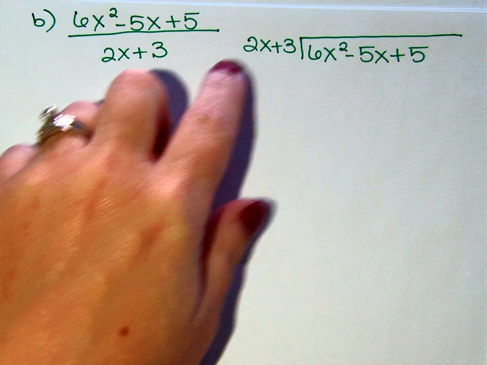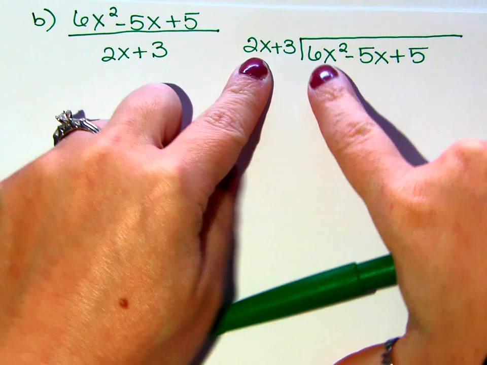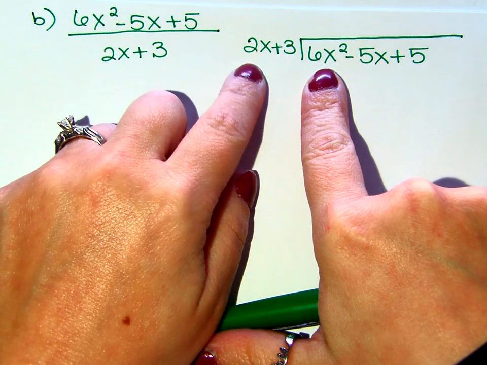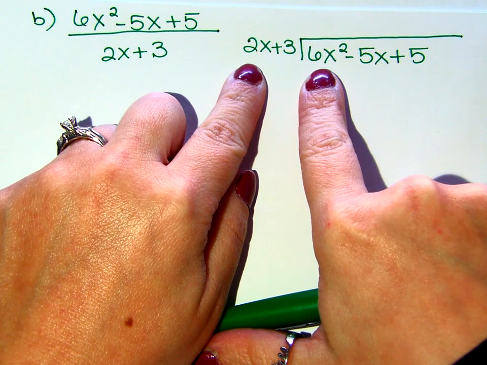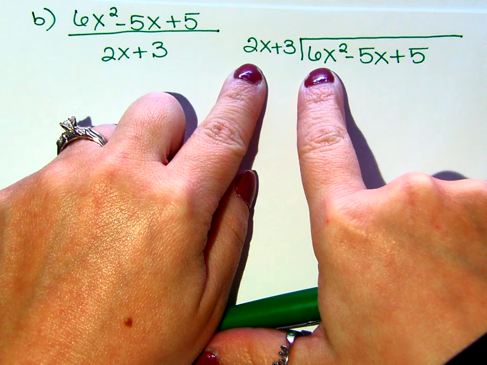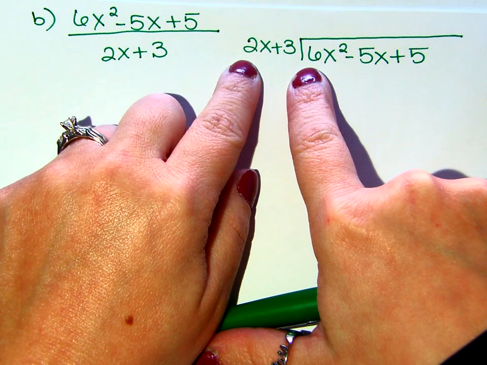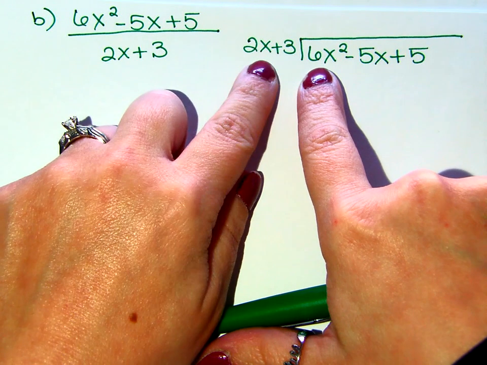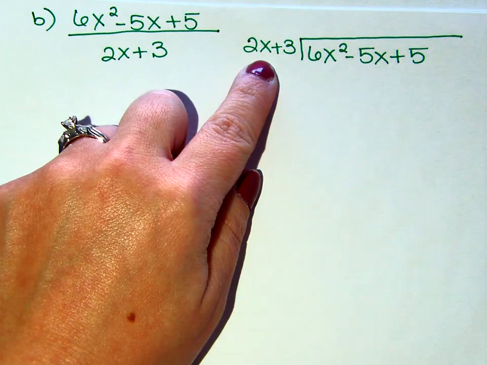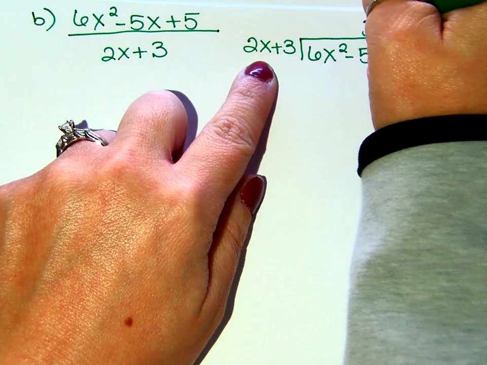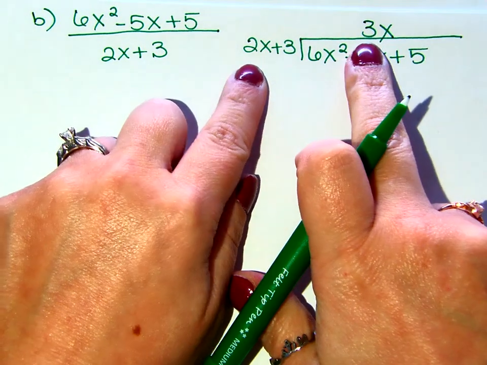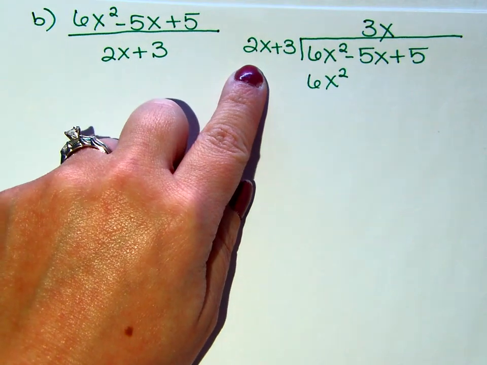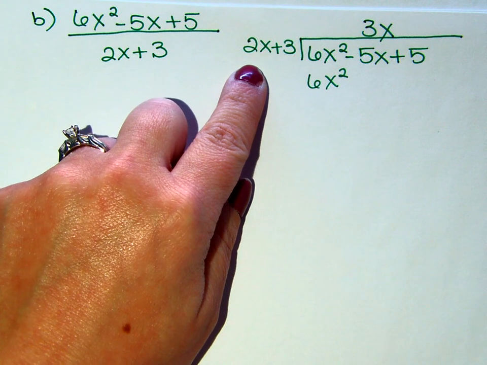And I look and I say, okay, I have a 2x on the outside and a 6x squared on the inside. What can I multiply 2x by to get me a 6x squared? So what do I multiply 2 by to get to 6? 3. And then what do I multiply x by to get to x squared? Yeah, an x. So I'm going to multiply by a 3x. 3x times 2x will give me a 6x squared. Because we're always trying to eliminate the terms as we move across, because hopefully we have no remainder like on the last problem.